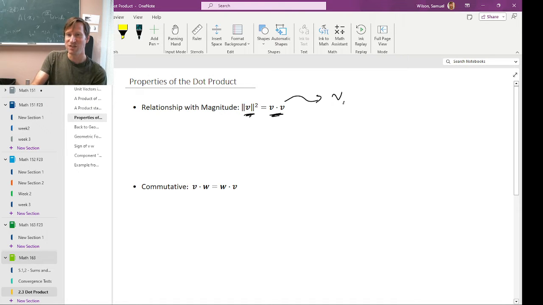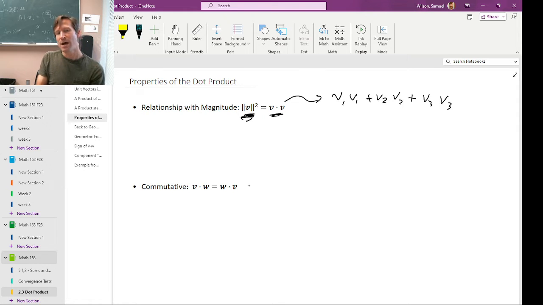v dot v is v1 v1 plus v2 v2, and if you're in 3 dimensions, plus v3 v3. But yes, that is actually just the square of the magnitude of v. The second thing to observe about this product is that it's commutative. v dot w is equal to w dot v. This you can work out just from writing out both sides.